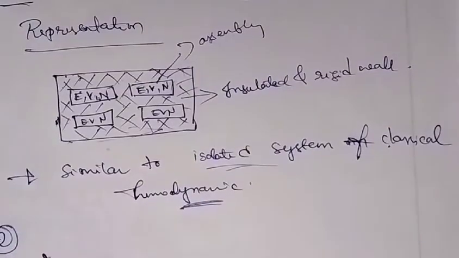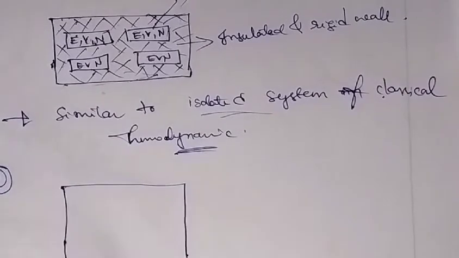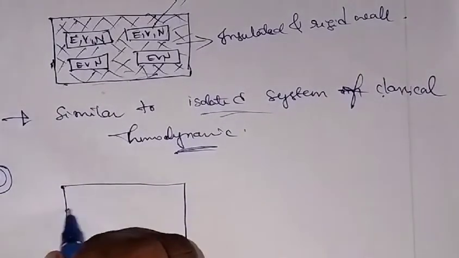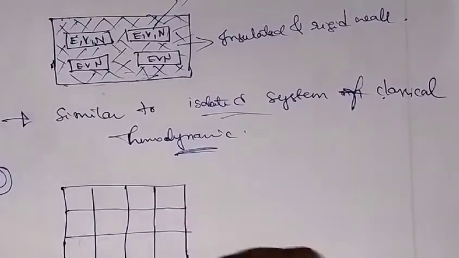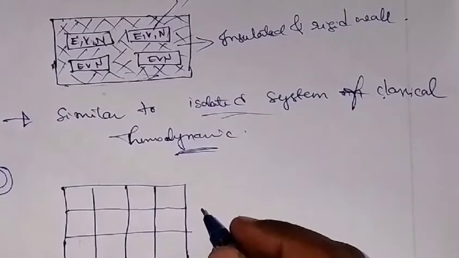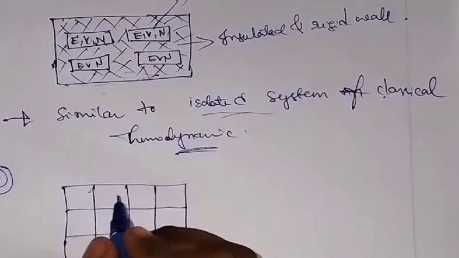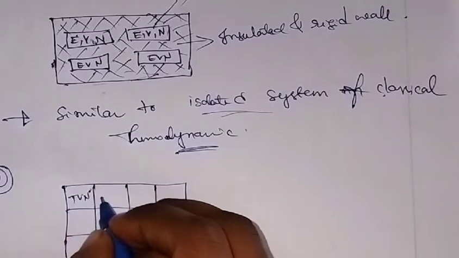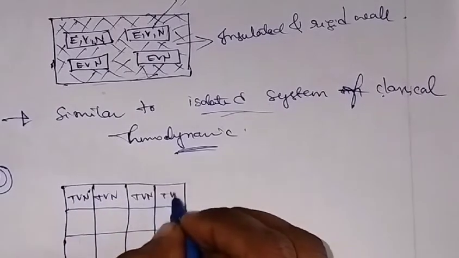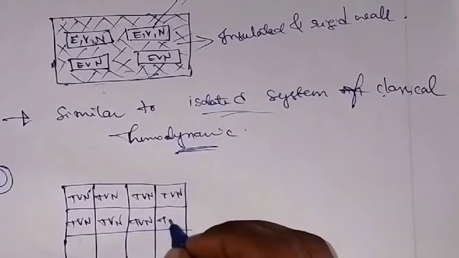The second one is the canonical ensemble. Let me represent the canonical ensemble first, and later I will tell you the definition. Here there will be no rigid or insulated wall. There is simply a closed, simple wall between the assemblies. T means temperature, V means volume, and N is the number of particles.